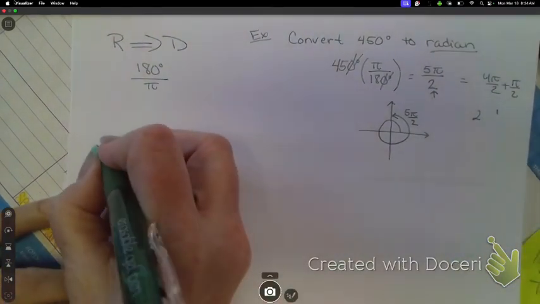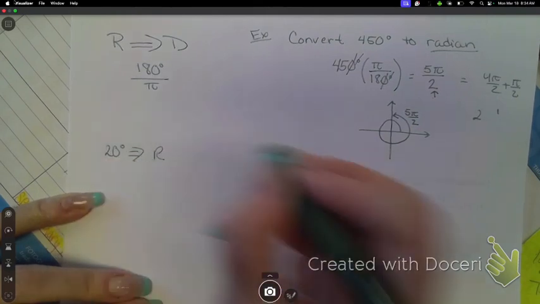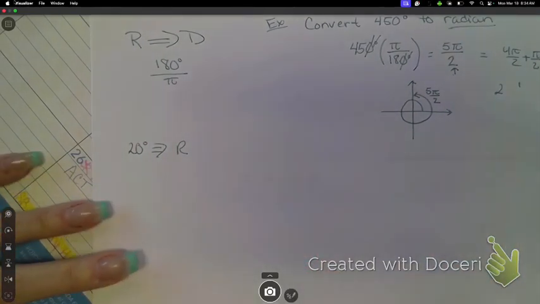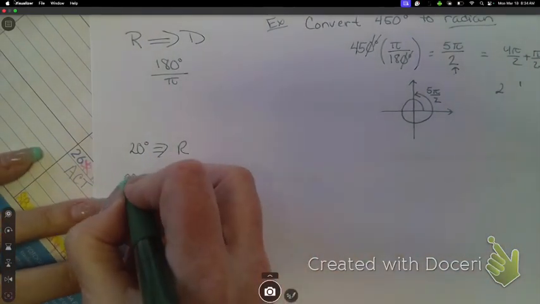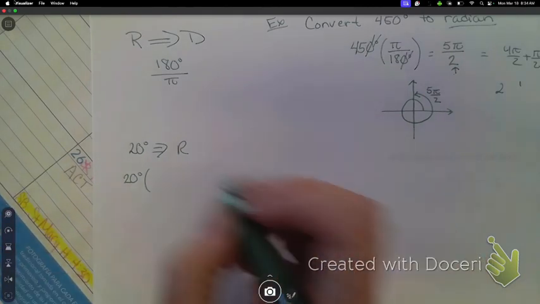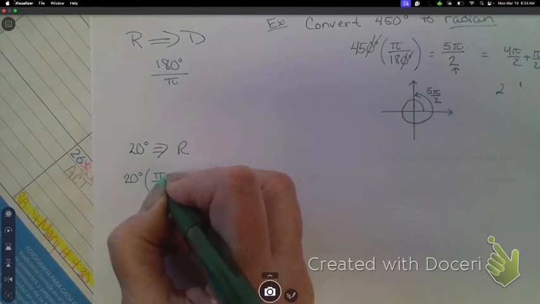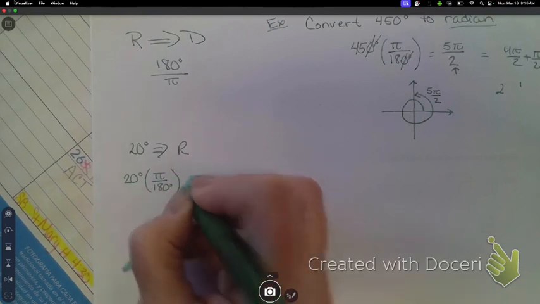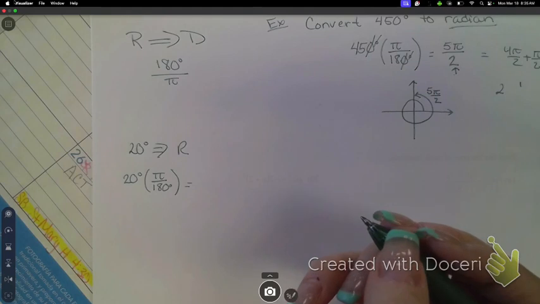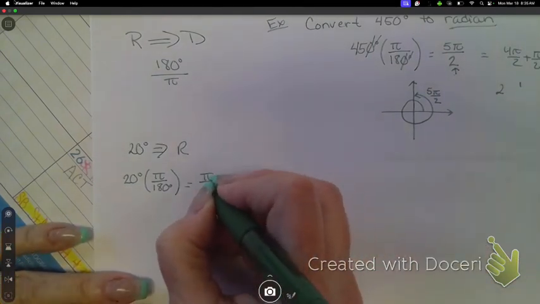Okay, 20 degrees to radians. So 20 times what? Pi over 180. So you get pi over what? 9. Pi over 9.